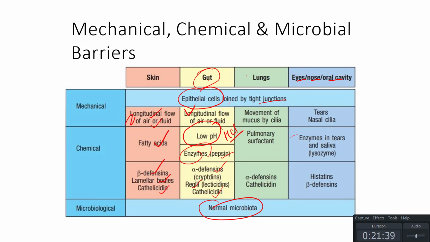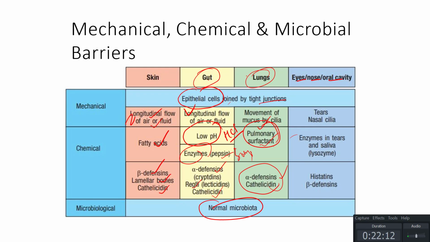Then in the lungs, what is there? There is movement of mucus by cilia, so that also entraps the pathogen inside the body. And then there is something called pulmonary surfactant. It is similar to soap. Whenever we add soap, the foam will come, and it will remove all the dirt as well as the bacteria. That is called pulmonary surfactant. Okay, and alpha defensin as well as cathelicidin will also be there in the lungs.